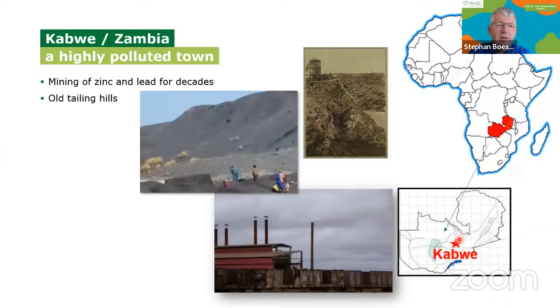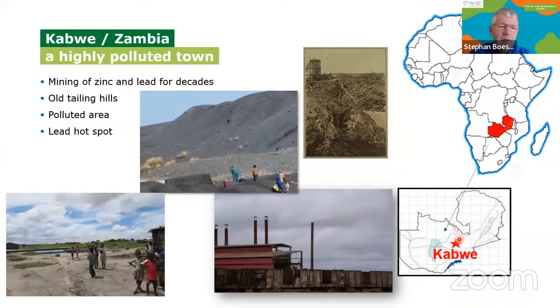There are old tailing hills, huge tailing hills, all full of tailings still containing a lot of lead. And as you can see, they're uncovered, they're not protected, these tailing hills. So the wind can blow this dust into the housing areas. So it's a highly polluted area and it's called the lead hotspot. And here you see on the last slide some kids in the surroundings playing. So this is next to these mining areas.